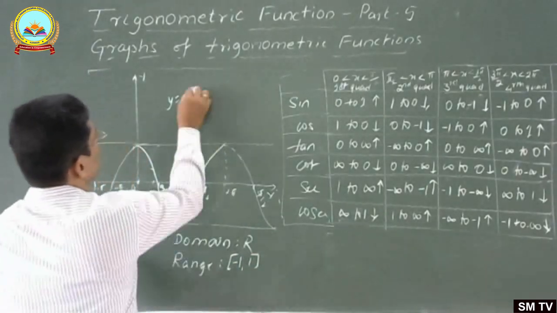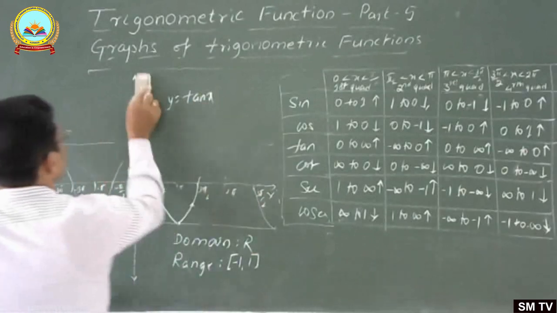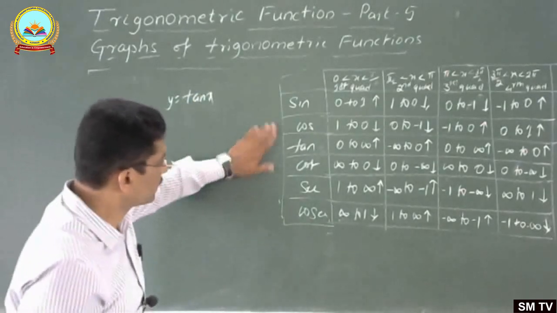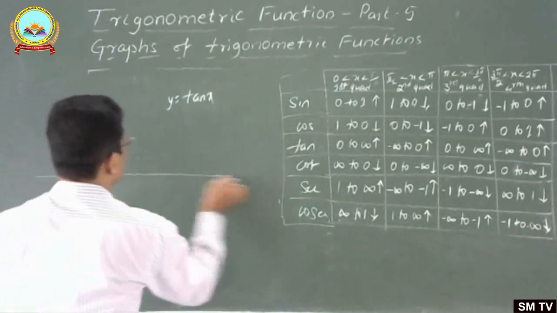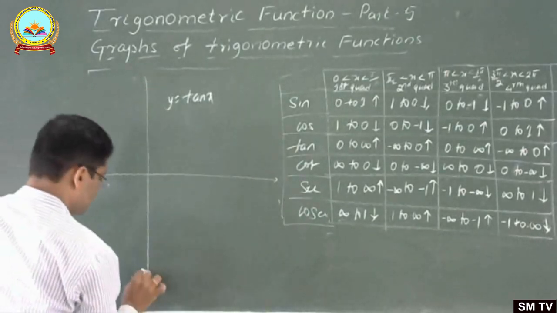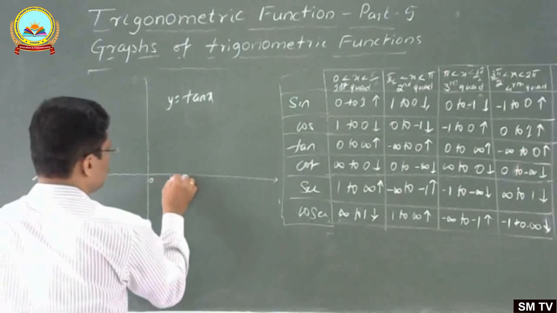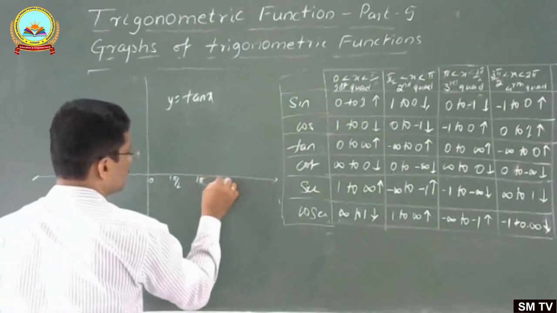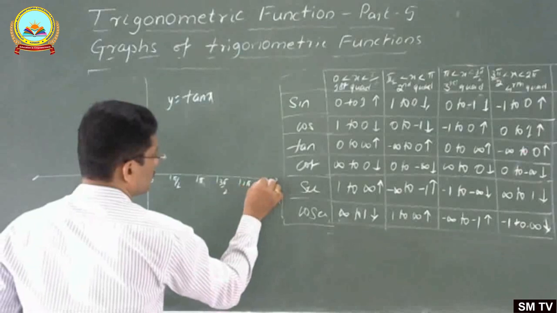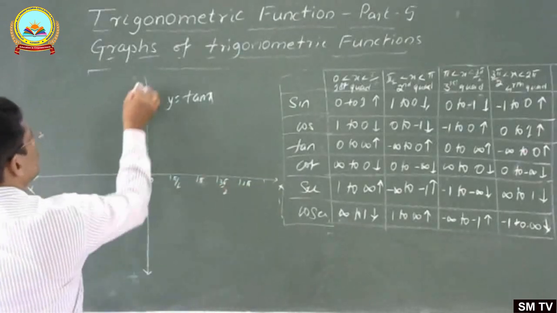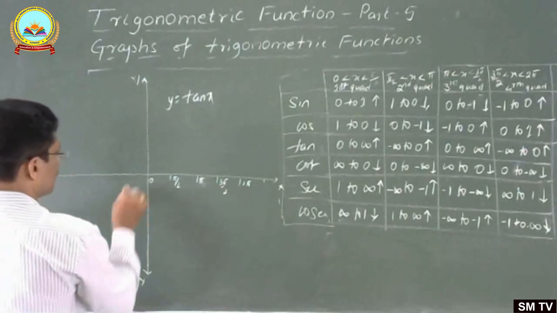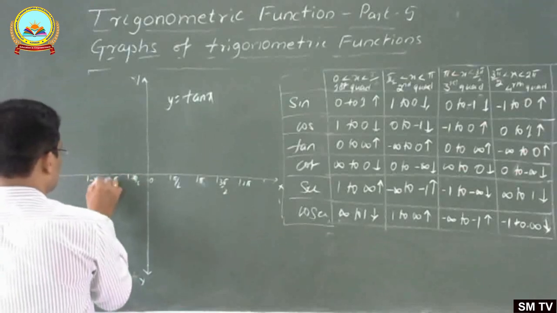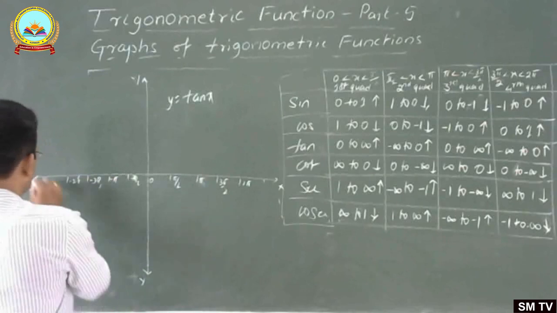Similarly, the graph of tan x. Here you know that the domain of the tan function is the set of all real numbers x except odd integral multiples of pi by 2, and the range is the set of all real numbers. On the x and y axes, each unit is equal to pi by 2: pi by 2, pi, 3 pi by 2 along the x-axis. On the left-hand side, minus pi by 2, minus pi, minus 3 pi by 2, minus 2 pi, writing like this.